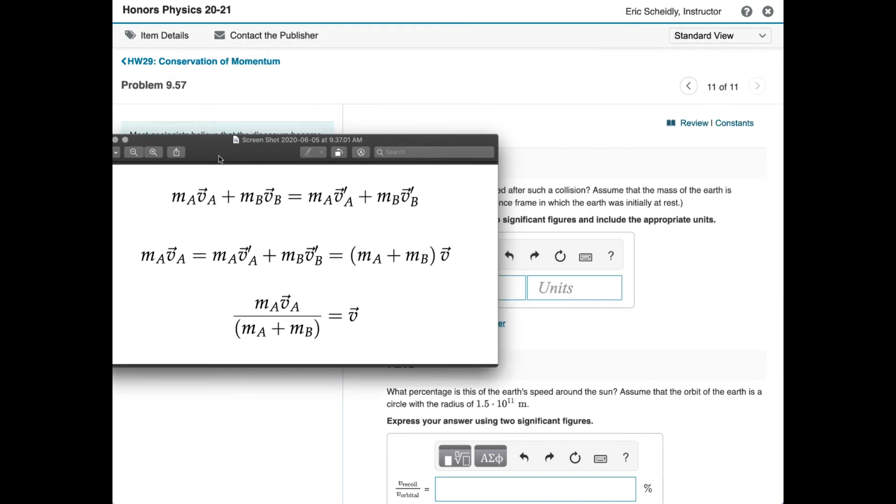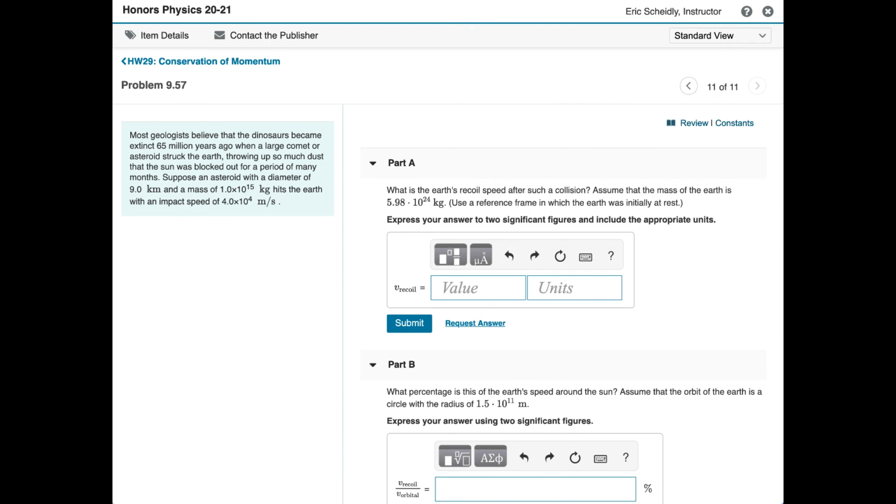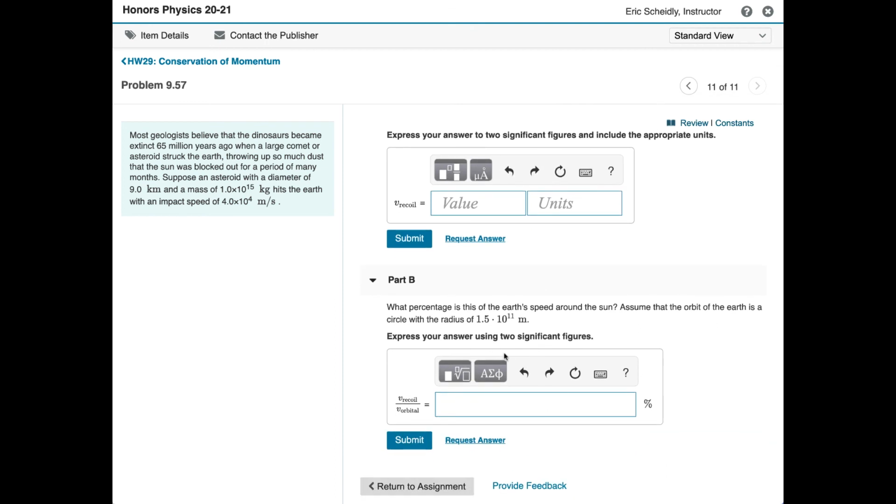Well, I'm going to do this situation here, where I'm going to take the mass of the comet times the velocity of the comet divided by the total mass of the comet and the Earth together. And you'll get that recoil speed. Because the mass of the Earth is so extraordinarily large, that is going to be a very, very, very small velocity. To demonstrate that, they want you to compare that velocity to the velocity of the Earth around the sun.